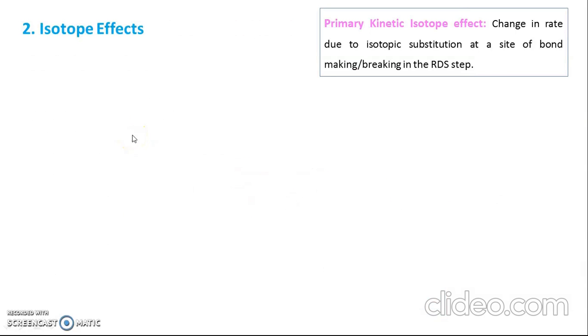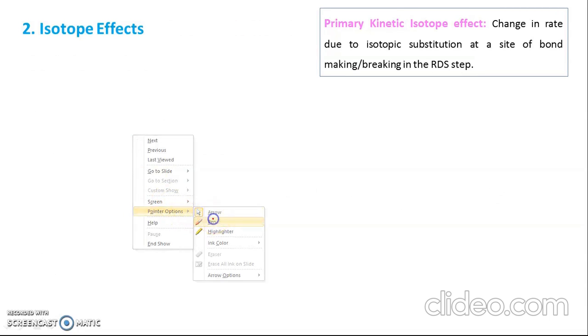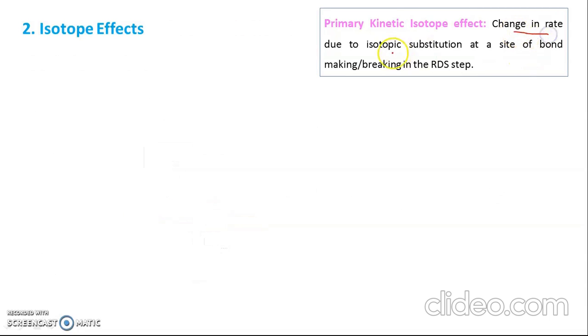Now come to the second evidence. The second evidence is regarding the isotope effect. But first you have to know what the primary kinetic isotope effect is. This is the change in rate due to isotopic substitution at a site of bond making or breaking in the RDS. So suppose in your compound there is a CH bond, and the rate constant for the reaction is KH, and you want to identify whether this CH bond breaking is taking place in the RDS, that is the rate determining step, or not.